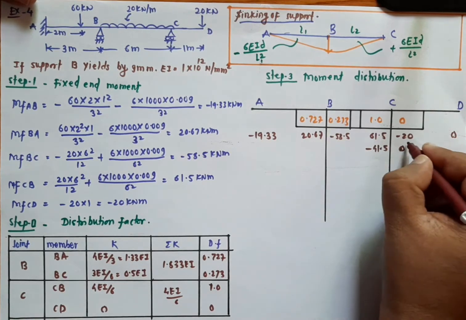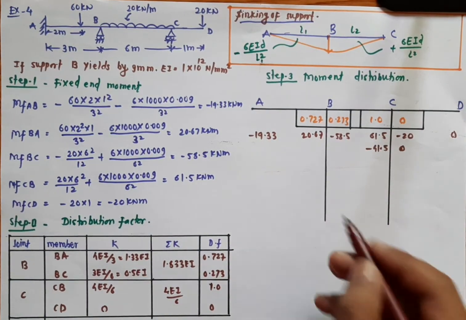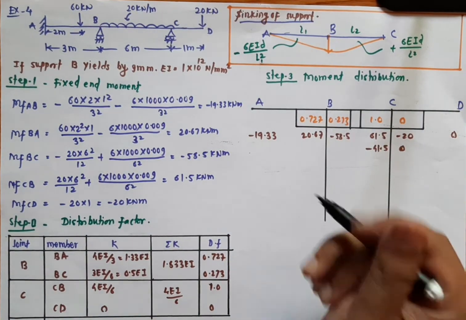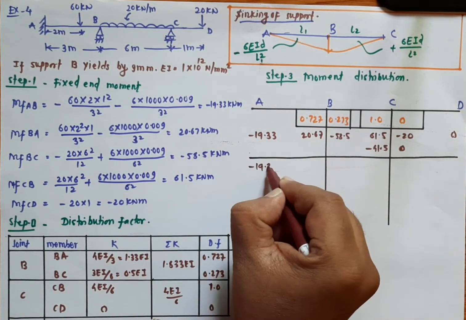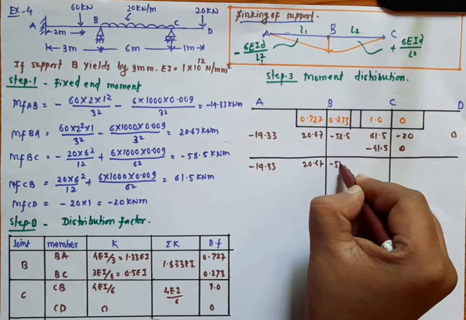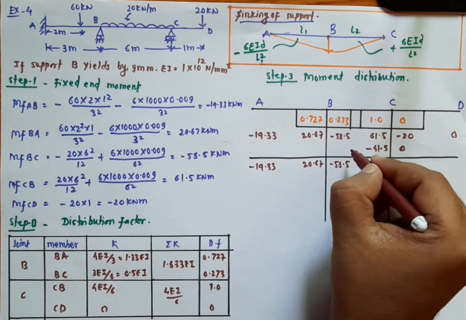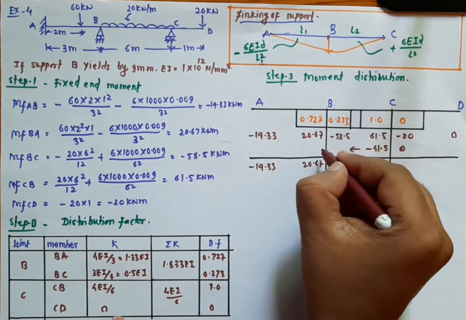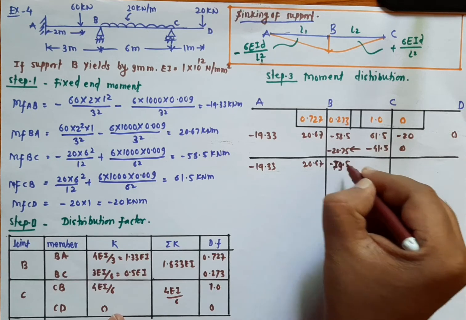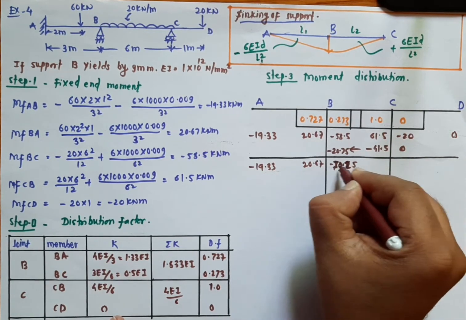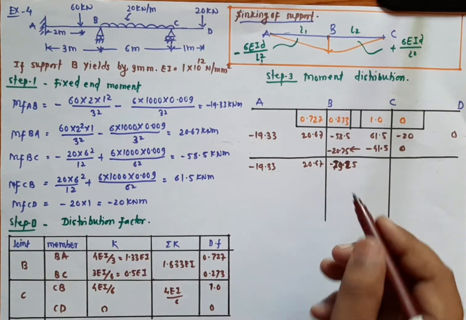Now ultimately we are going to balance. If it is a minus 20 and here is a plus 20, then we have balanced that. So just add these values and we will get a final moment. When we add these values, we'll get minus 19.33, this is 20.67, this is minus 58.5, and ultimately we need to transfer a half also, transfer half to this side, so it will be minus 20.75. So if we add it, it will be minus 79.25. I will correct it.